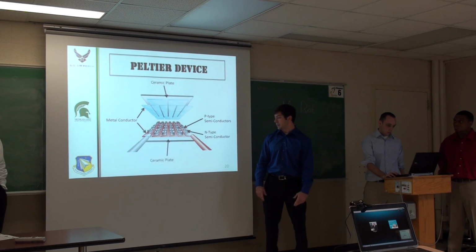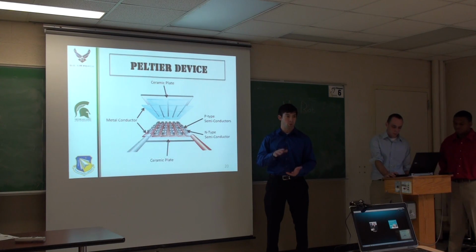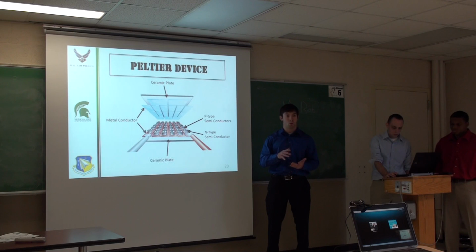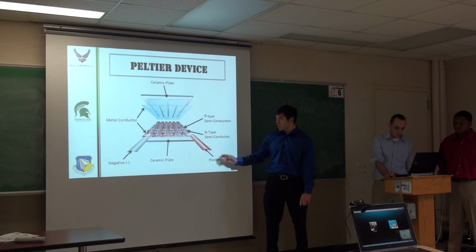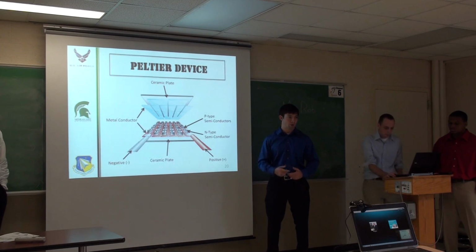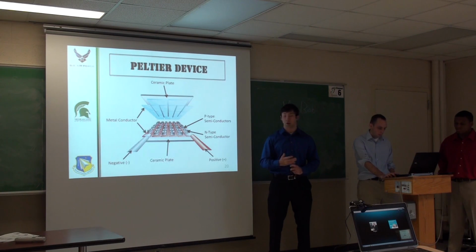Next, we'll take a look at the ceramic plates. These are essentially what either heat up or get rid of heat, or cool down whatever you're trying to cool. They're placed at the top and bottom of the device, and they bring everything together and insulate. And then we have our current source. The more power you give to your Peltier device, the more it cools, but it comes at the cost of power inefficiency.